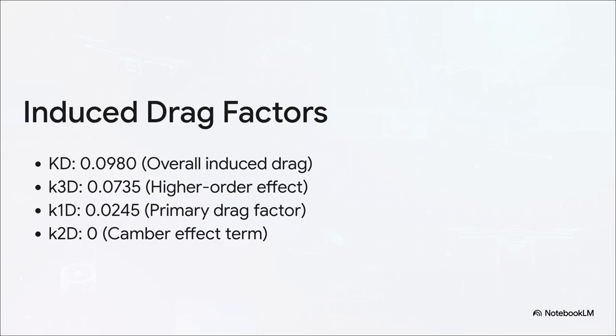But notice the camber effect term, K2D, it's exactly 0. This tells us the wings have a highly symmetrical aerodynamic profile, so there's no asymmetric drag to constantly correct for. Combine these, and you get an overall induced drag penalty, KD, of 0.0980. That right there is the mathematical cost of lifting the payload.